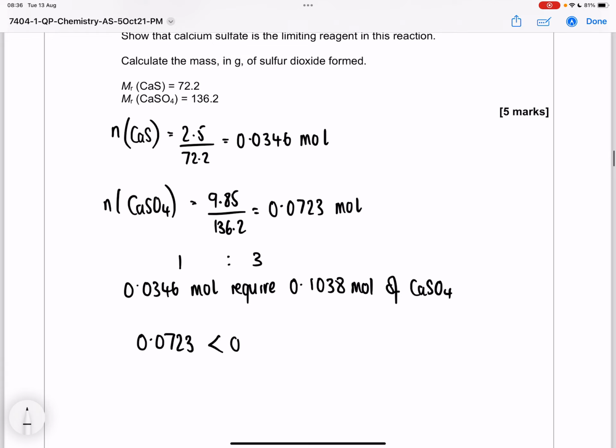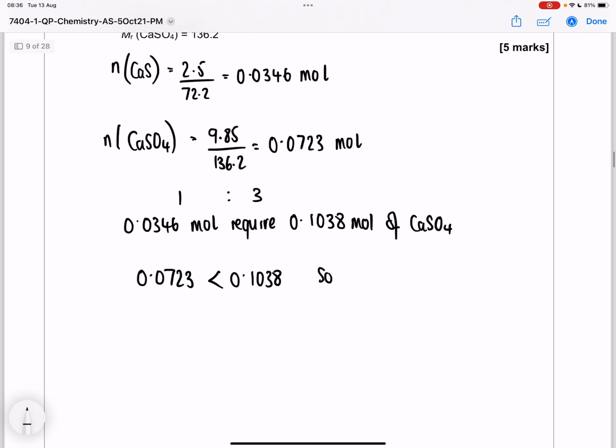0.0723 is less than 0.1038. So CaSO4 is limiting. There isn't enough to use up all the calcium sulfide.